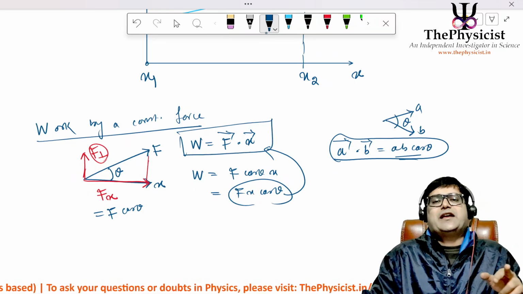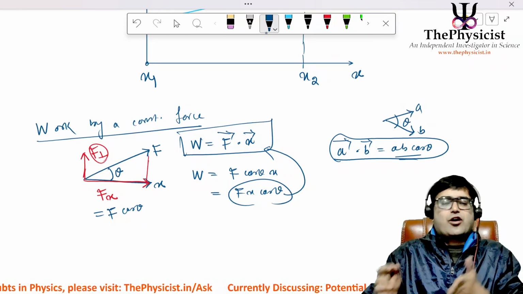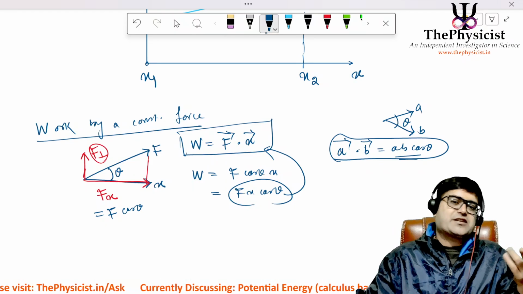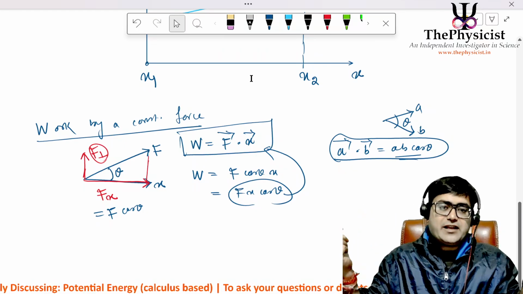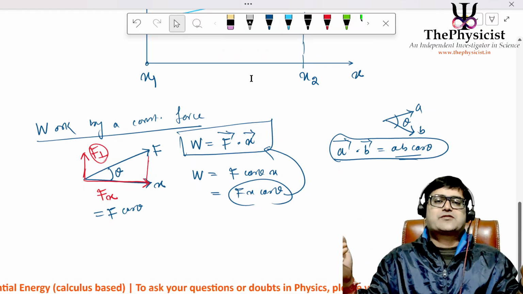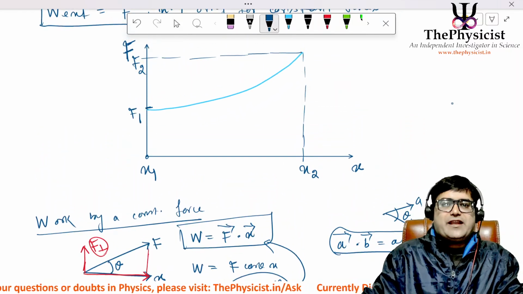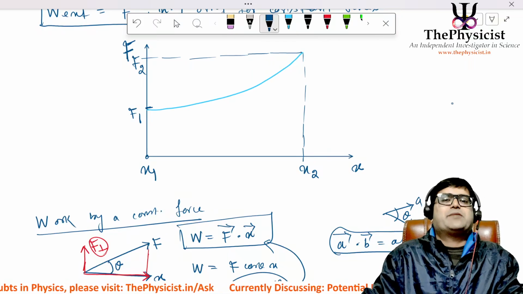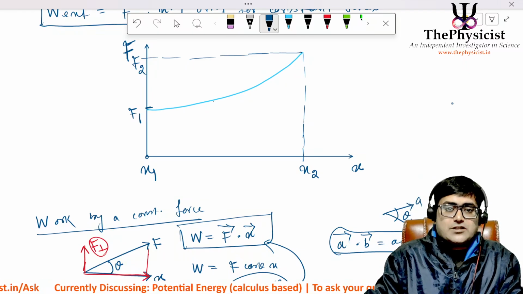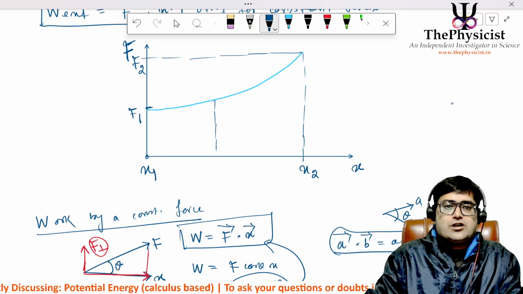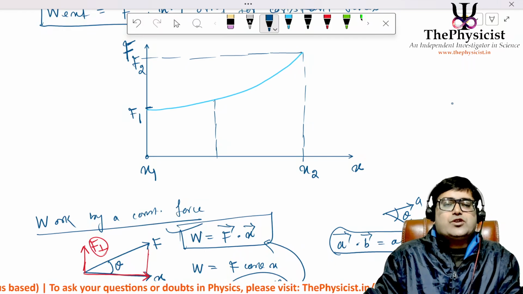So work done by a constant force for a displacement x would be F dot x. If they are in the same direction, then theta is 0, so cos theta is 1. If they are in opposite directions, theta is 180, and F dot x would be negative Fx. Anyways, now imagine the force varies. It becomes very difficult for us to use this formula. We can't use this formula here. But the technique here is to use calculus.